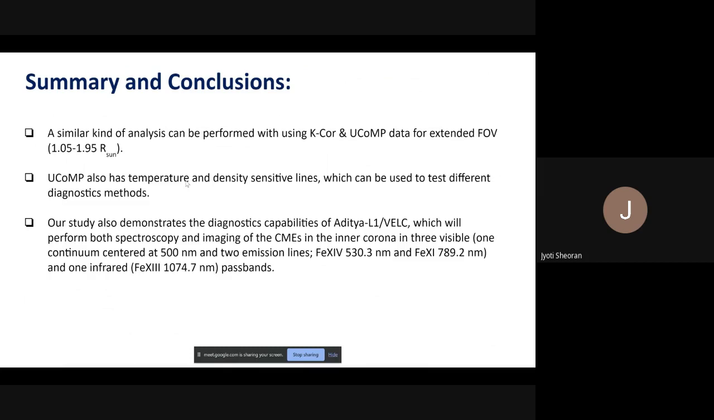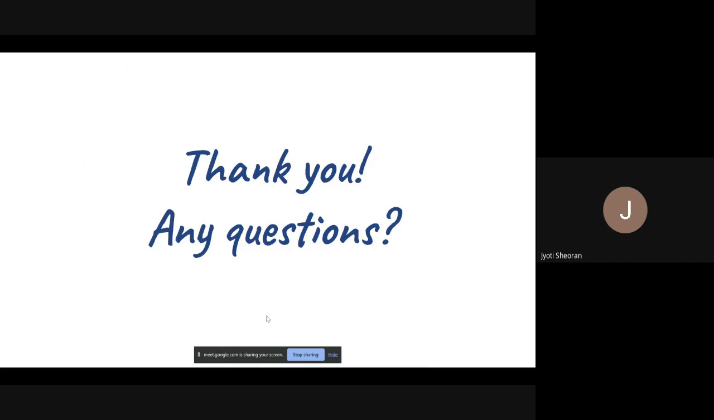And also our study demonstrated the diagnostic capability of Aditya-L1, which is going to launch on 2nd September, which will perform both spectroscopy and imaging of CMEs in the inner corona in three visible passbands, of which one is continuum, centered at 1500 nanometer, and there are two emission lines, and also one infrared passband, which is similar to CoMP and UCoMP. Okay, thank you.